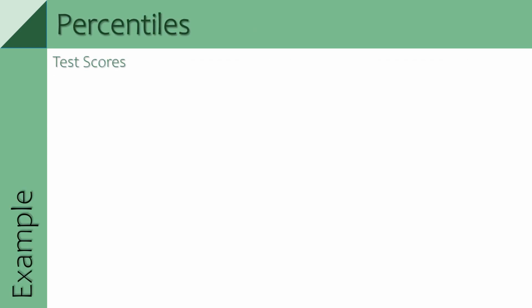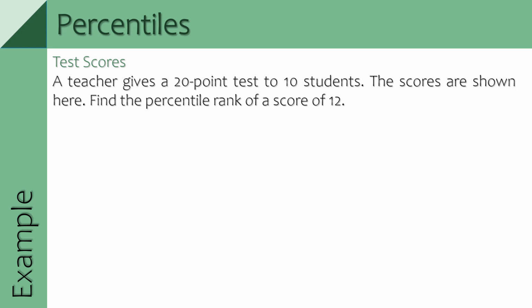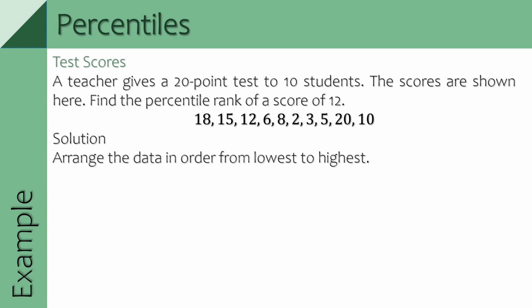So, for example, test score. The teacher gives a 20-point test to 10 students, and the scores are shown here. So, find the percentile rank of the score of 12. Okay, so these are the scores of 10 students. We have 18, 15, 12, 6, 8, 2, 3, 5, 20, and then 10. Okay, so for the solution, arrange the data in order from lowest to highest. So we have 2, 3, 5, 6, 8, 10, 12, 15, 18, 20.